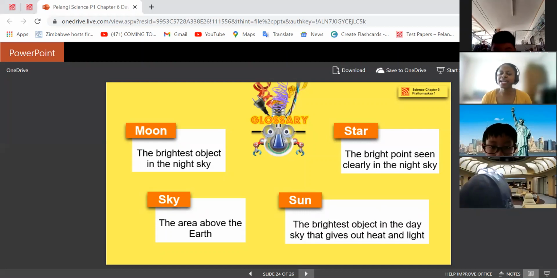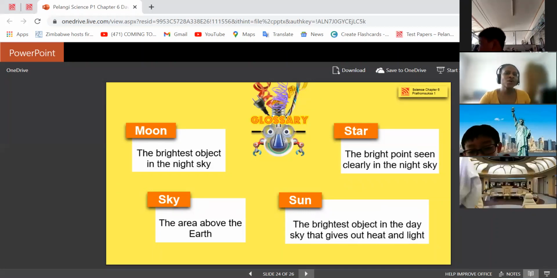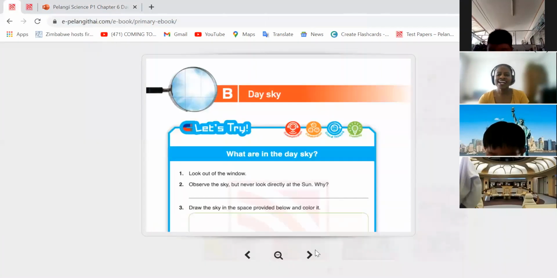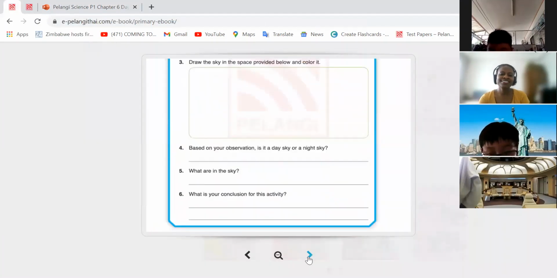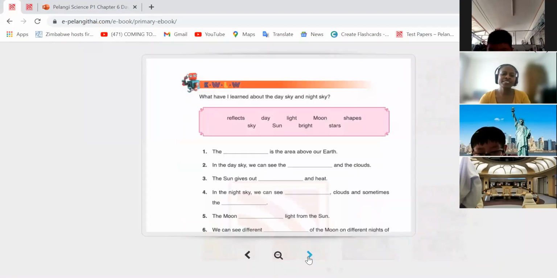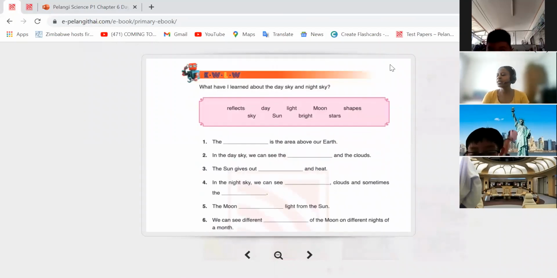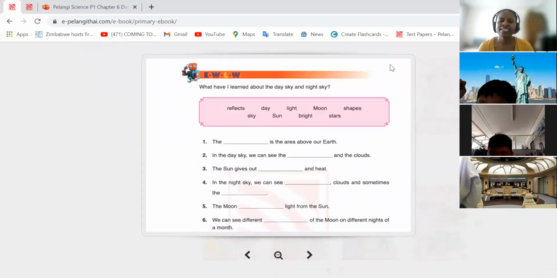Let's move on to page 99. You guys, you're amazing. No questions at all, but I have some questions for you. Are you ready for them? All right, here we are. I have some questions for you. Page 99.